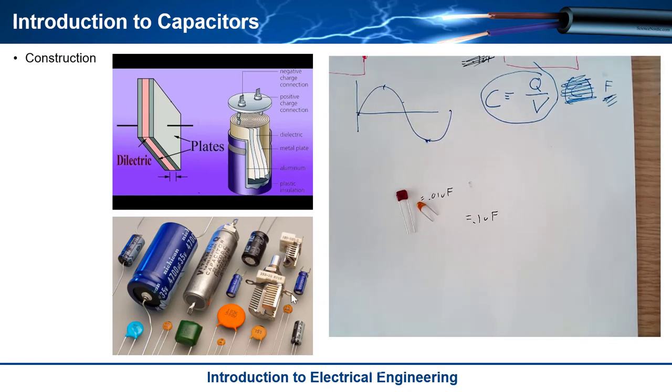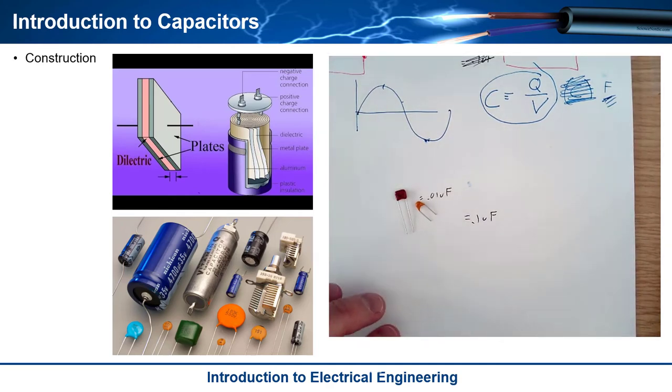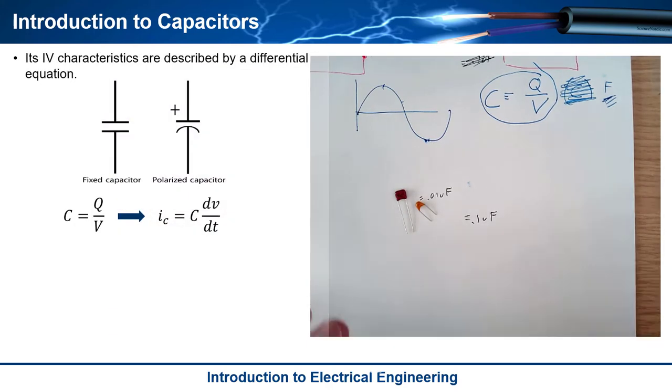But in the power industry, they do use capacitors that are much, much larger, but even those are measured in a couple of farads, and they're almost the size of the transformers that you see on a distribution pole. But anyway, that's the order of magnitudes and what they physically look like.